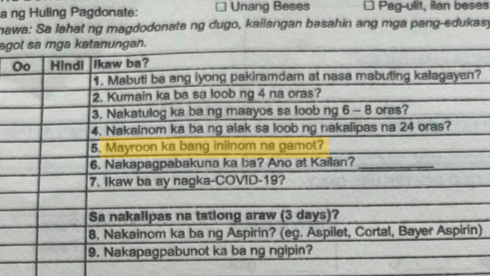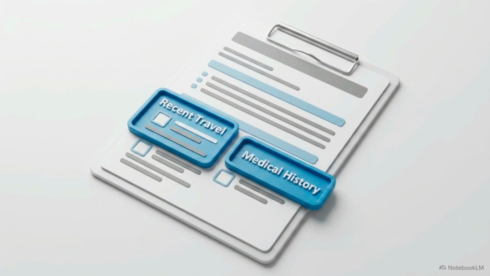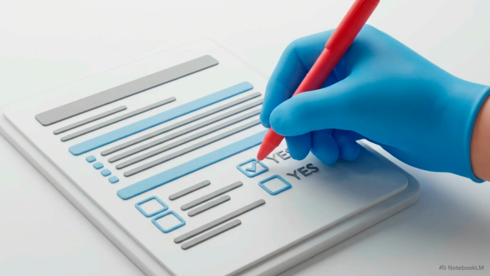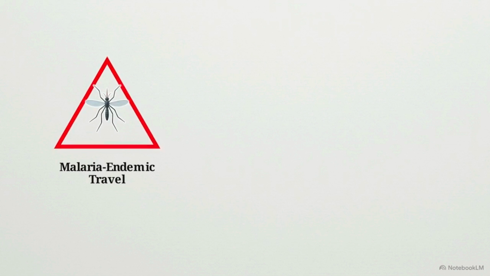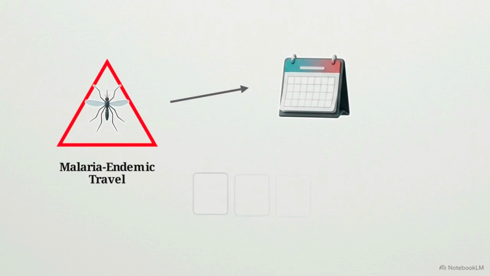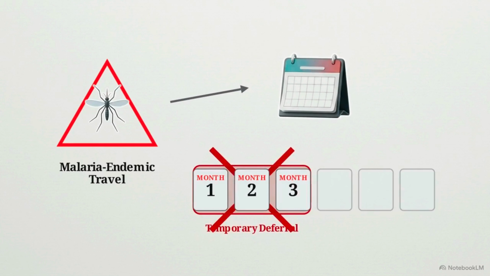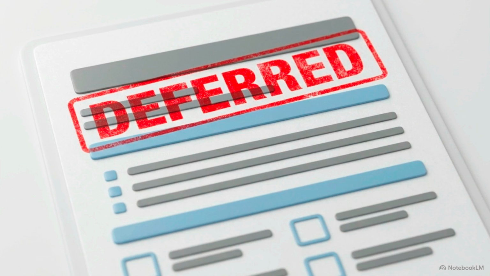The questionnaire gathers information about the donor's present health, recent medications, vaccinations, and possible exposure to infectious diseases to determine if blood donation is safe for both the donor and the recipient. Based on their answers, a donor might receive a temporary deferral. For example, if they recently traveled to a malaria endemic area, they will be asked to wait a specific number of months before they are eligible to donate again.